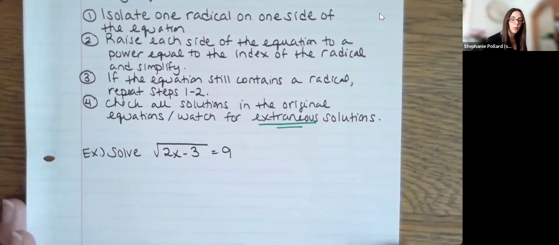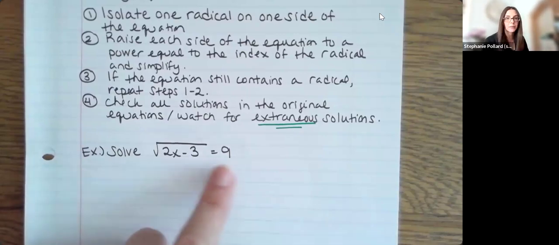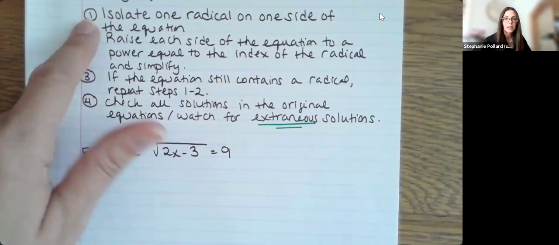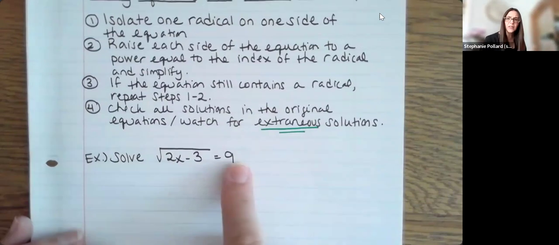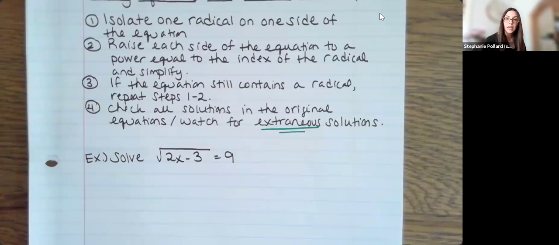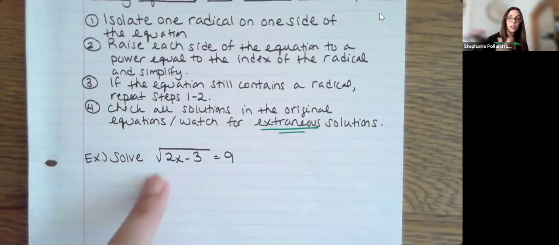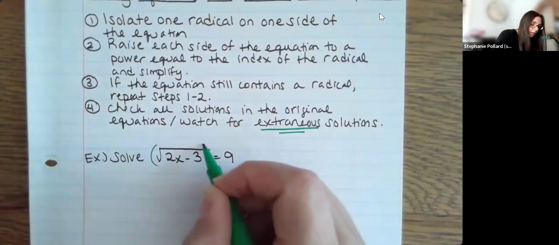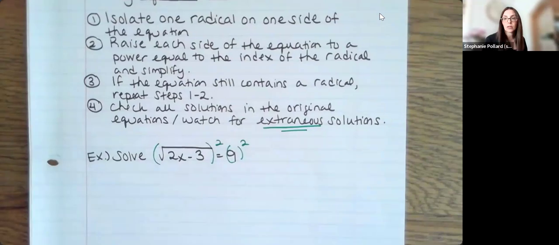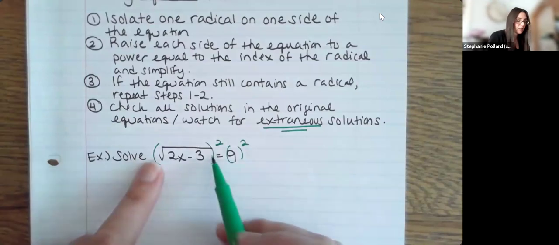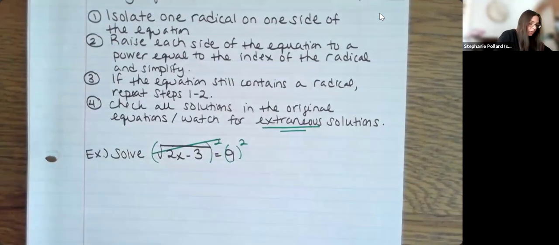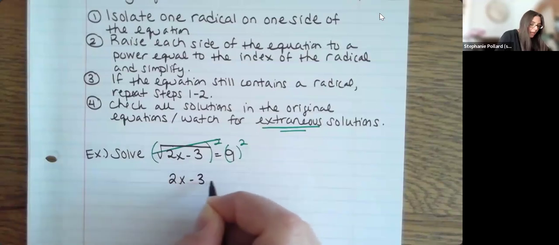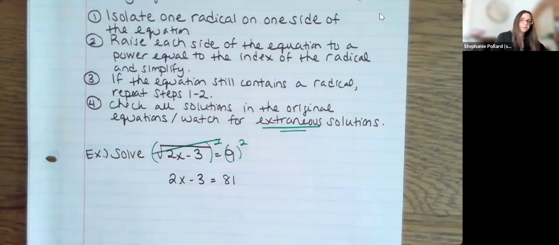All right, so here's our first example. We're going to solve the square root of 2x minus 3 equals 9. Notice here that the first step is already done. The radical is isolated on one side of the equation. It's by itself. Everything else gets moved to the other side. What I'm going to do next is look at the type of radical it is. Here I have a square root, so I'm going to use a square, and I'm going to square both sides of the equation. I do have to square both sides to keep it balanced. Now, because the left side is just a square root and a square, that will cancel out, and we're left with just 2x minus 3. And on the right side, 9 squared is 81.